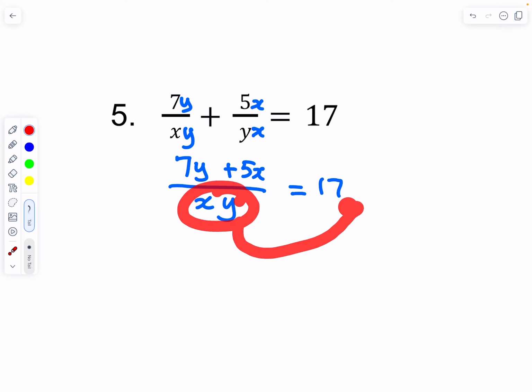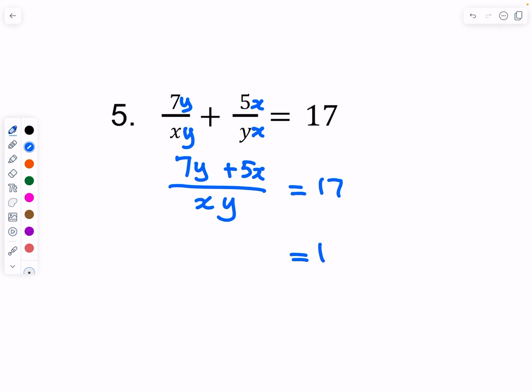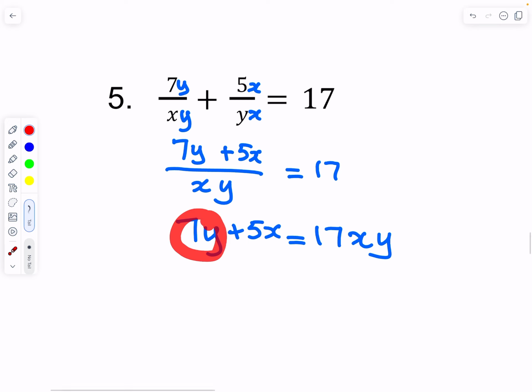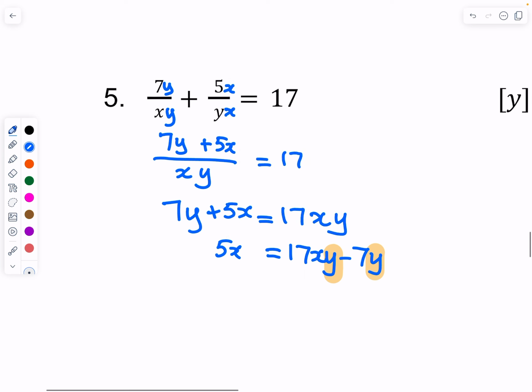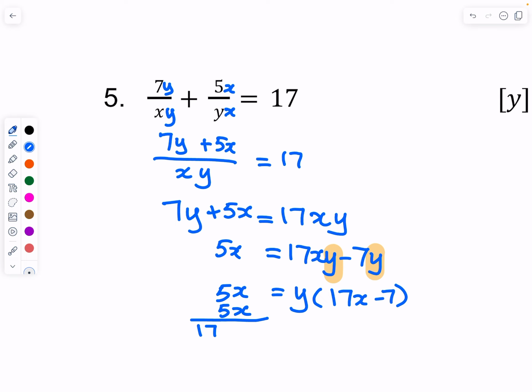So x1 here is divided, goes to the other side, multiply. This time I have plus 4. So what are we finding? Y. So this goes to the other side because the other one is already positive. So 17xy minus 7y. Anything between them? Y's. So take out the y. What is left? 17x minus 7. And the bracket means multiply, so goes to the other side, division.